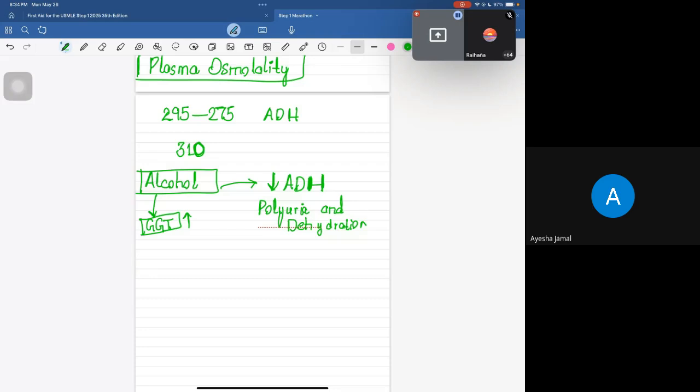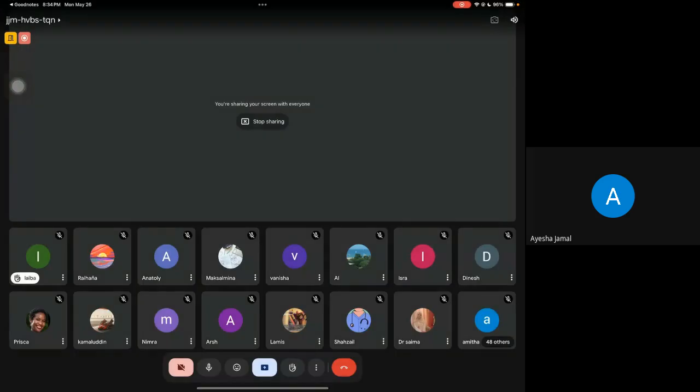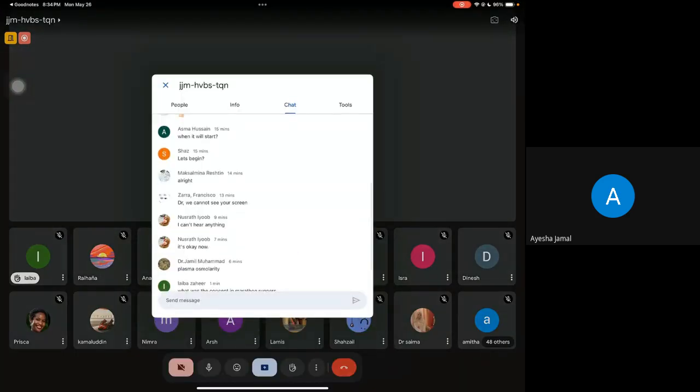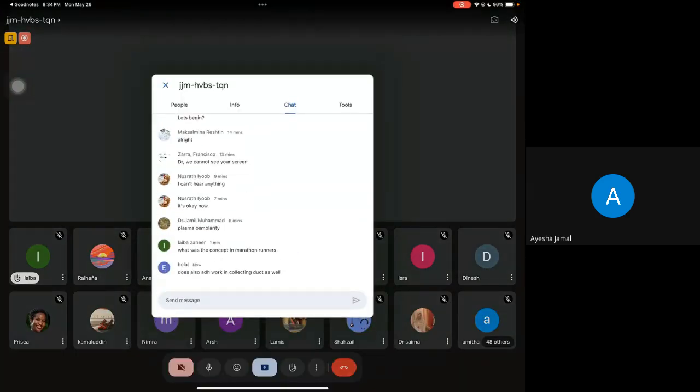So they are basically asking you, what is the mechanism of ADH secretion in alcoholism? So whenever you are having alcoholism, the ADH levels are going to decrease, and whenever the ADH levels decrease, you are going to have polyuria and dehydration. And then they could even ask you further, where is the water not reabsorbed, right? So the water is not going to get reabsorbed at the distal convoluted tubules and at the collecting ducts, right? So this is how this is going to present.